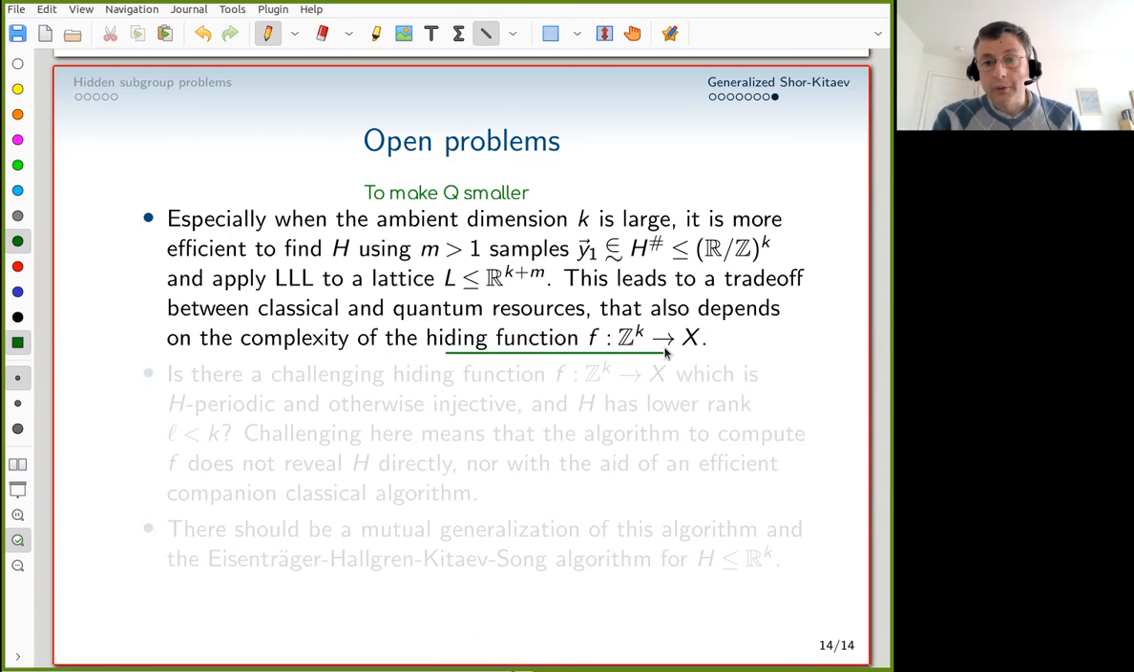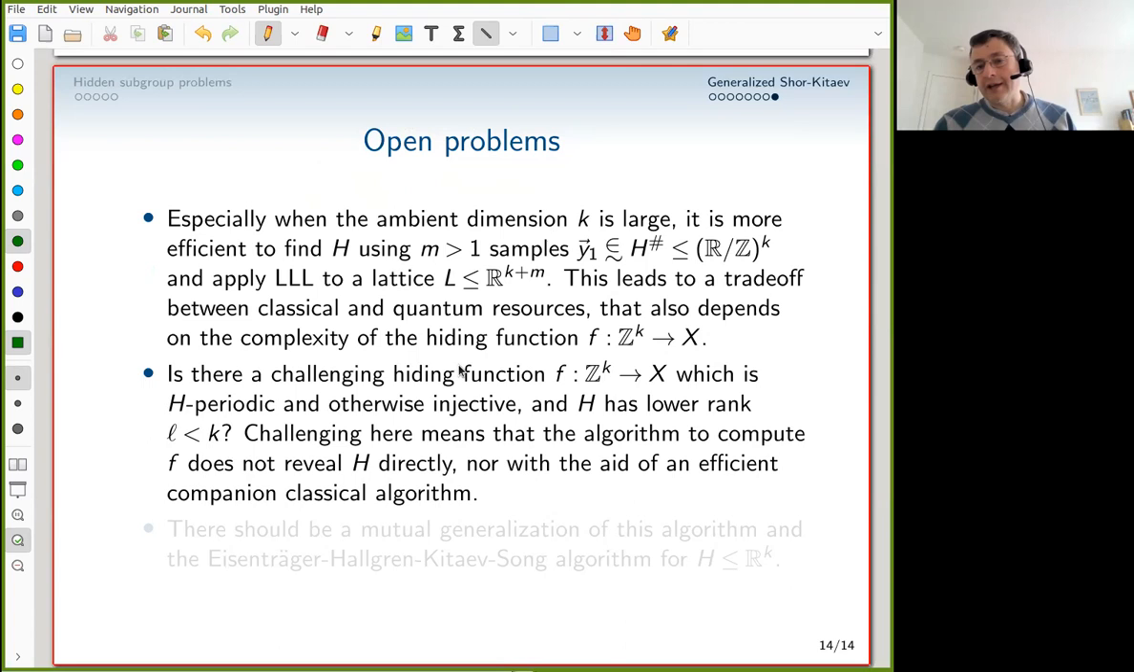Well, there's this problem with this research question, although my student is working on this, on how to understand multiple samples, which is that I don't even have a hiding function to use that's interesting. So this is the open problem that I want to put forward. Is there a challenging, or even better, interesting, useful number theoretic choice for a hiding function with the property that the target set is now infinite and the periodicity has lower rank?